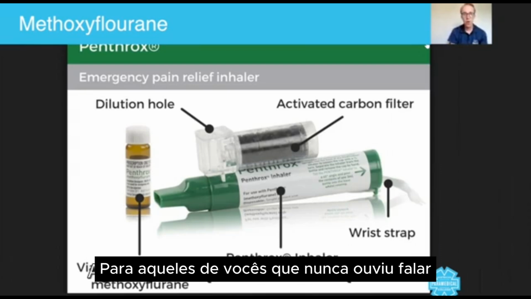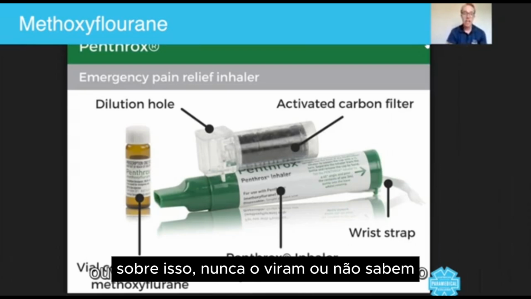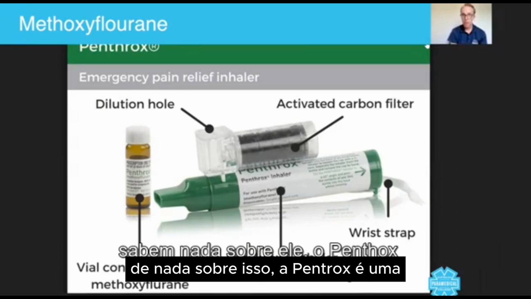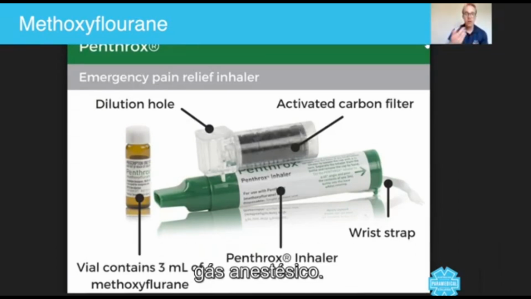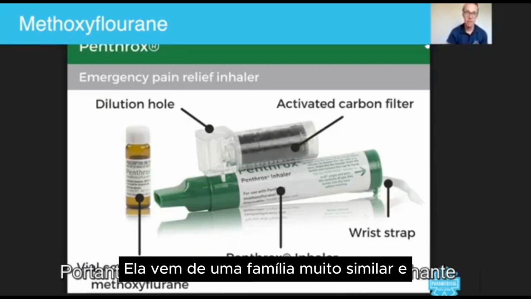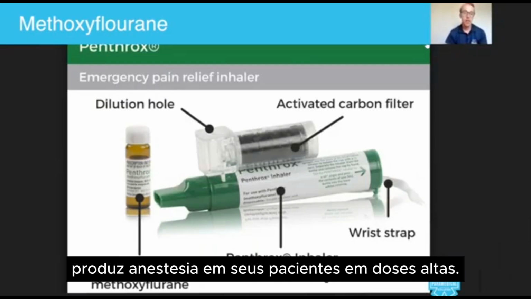Now for those of you who have never heard of it, never seen it, or don't know anything about it, Penthrox is an anesthetic gas type drug. So it comes from a very similar family, and it produces anesthesia in your patients at high doses.